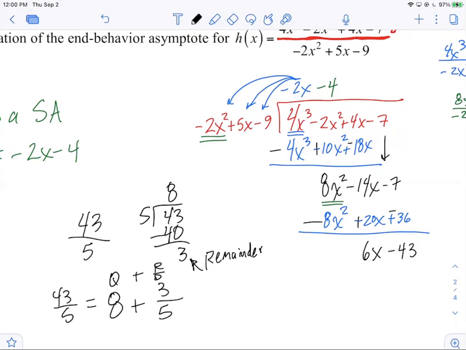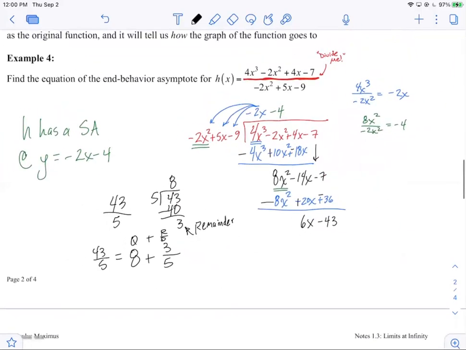Well, guess what? We can do the exact same thing with rational functions. We can write h of x now as the quotient, negative 2x minus 4, plus the remainder, 6x minus 43, all over the original divisor, negative 2x squared plus 5x minus 9. It's just another way to write h of x.